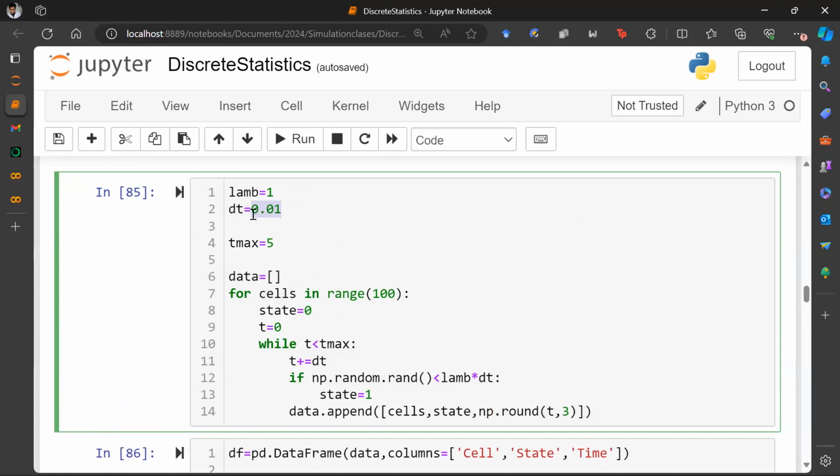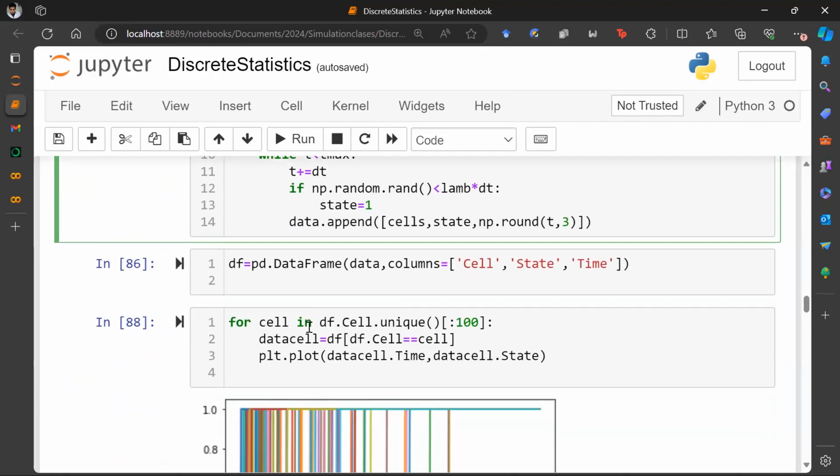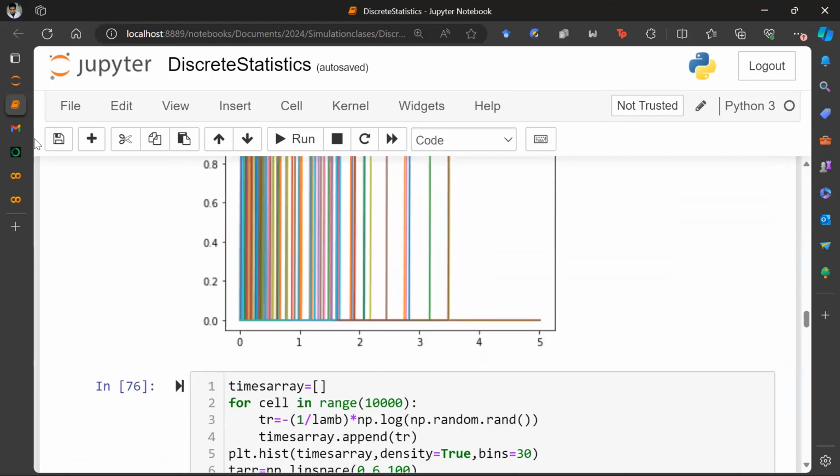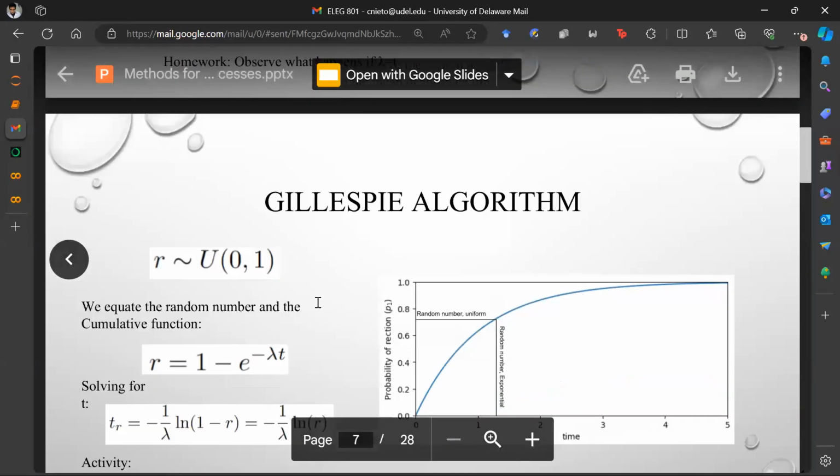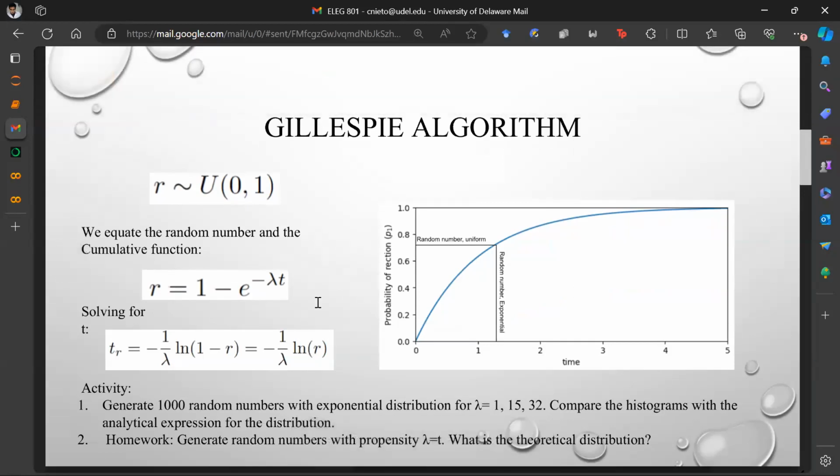So as you see, you know that the reaction occurs between, let's say, 0.01 and 0.02, but you don't know exactly when, you don't have more accuracy. You don't know exactly the 0.0123, 0.017, etc. So one way to overcome this problem is to use the Gillespie algorithm.